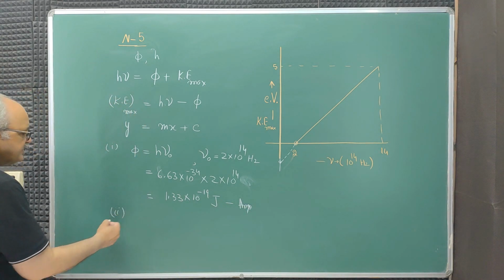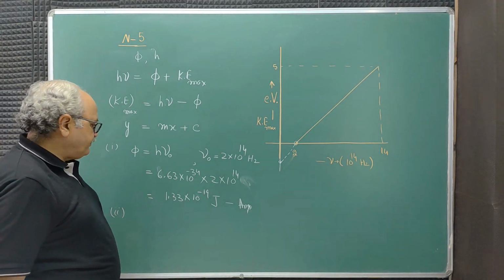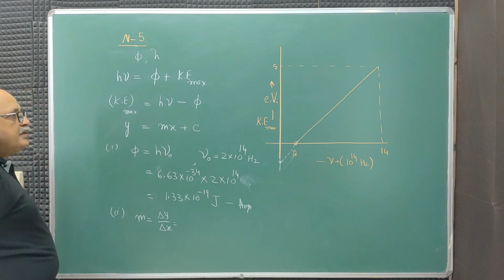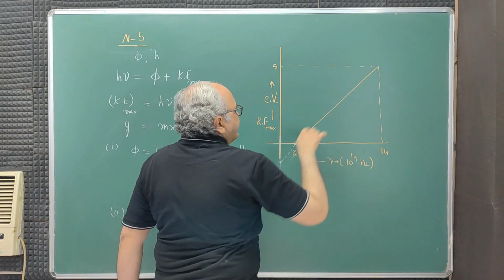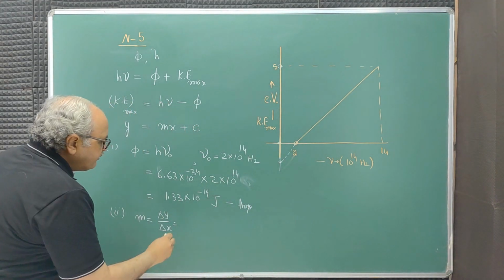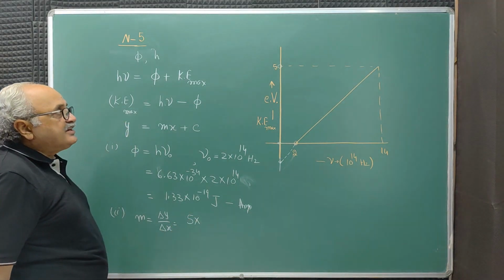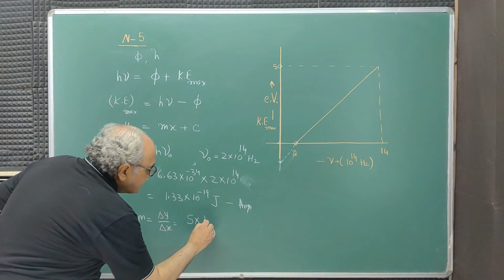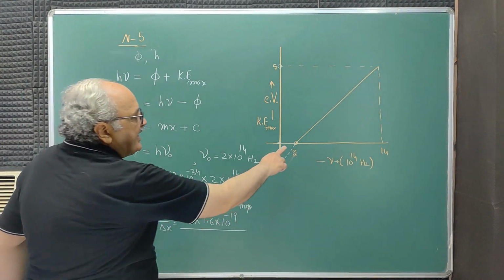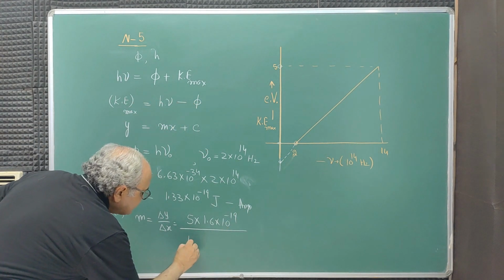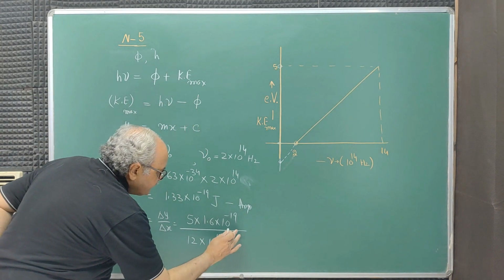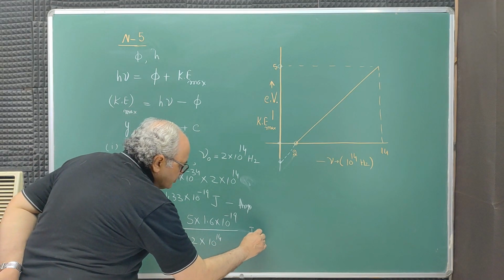Now the second part is nothing but the slope of this straight line. The slope is delta y divided by delta x. For delta y, you take the entire line, so this goes from 0 to the value 5. That means this is 5, but this is given in electron volt, so one has to convert this to 10 to the power minus 19 joule. And delta x, from 2 to 14, means this is 12 into 10 to the power 14, the unit given here, and this is in joule second.